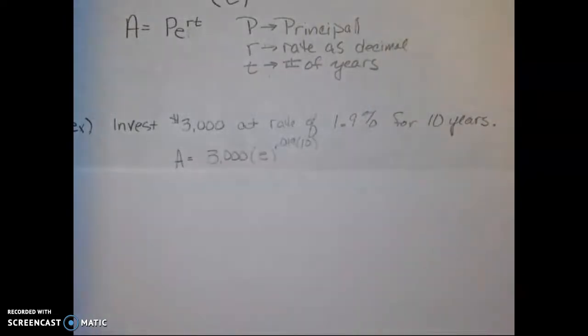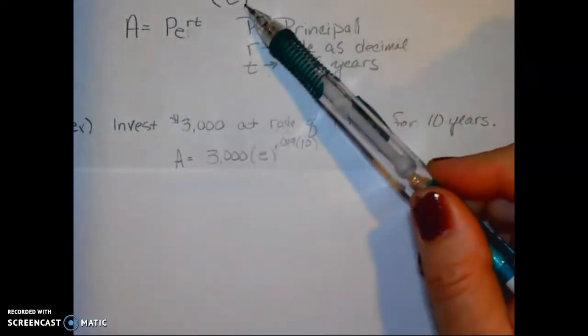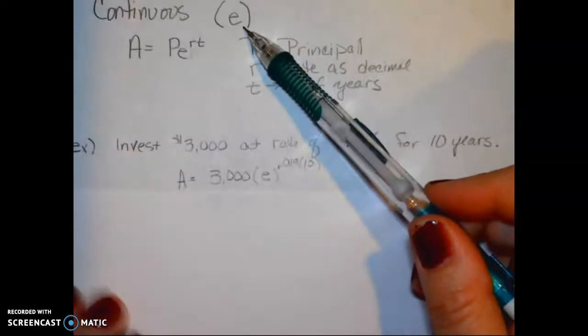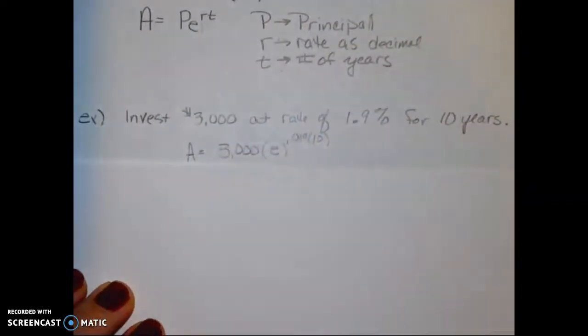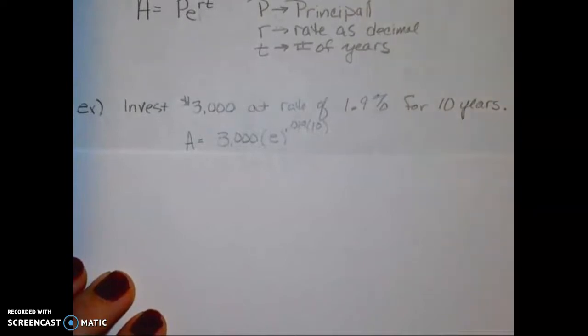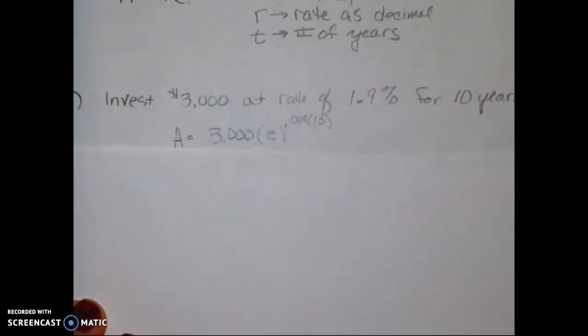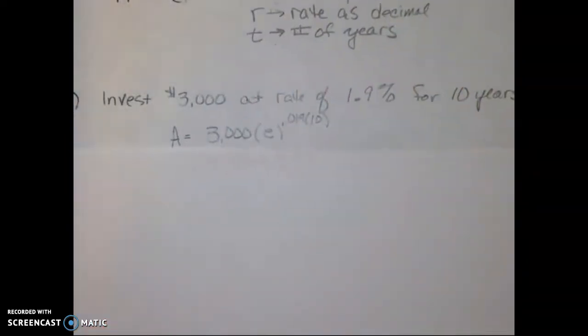So you substitute all the numbers in, remembering that e is a constant, 2 point something, just like pi is a constant. It's pretty cool how this works. It's magical. Okay, so here's my equation. Put that in a calculator. See what you get. I got $3,627.75. Invest your money, peeps. It's worth your time.